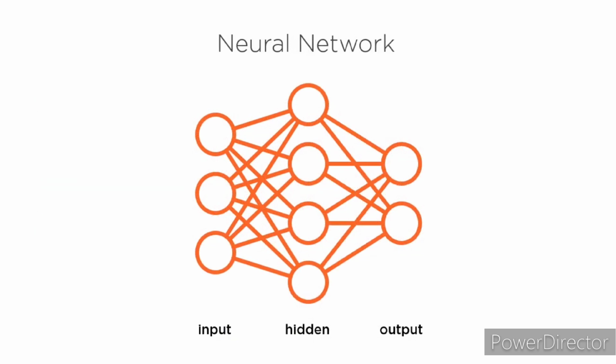A neural network is a graph of nodes and edges based roughly on the organization of neurons in an organic brain. The nodes represent neurons in the brain. The edges represent the connections between the neurons.